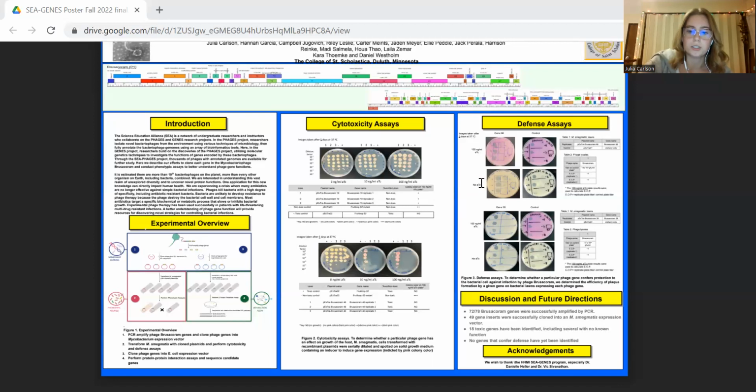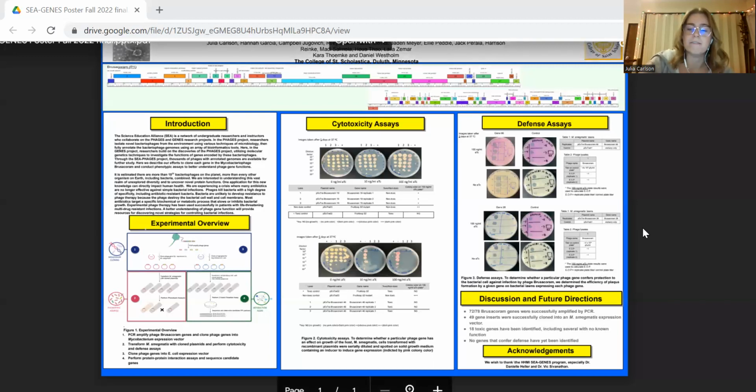With those calculations, we moved on to find the efficiency of plating, which is known as the EOP, which is also a ratio of the phage titer obtained versus the titer of the control. Seen in the tables to the right, far right over here, we can see the titer calculations as well as the EOP calculations for both genes 66 and 28.